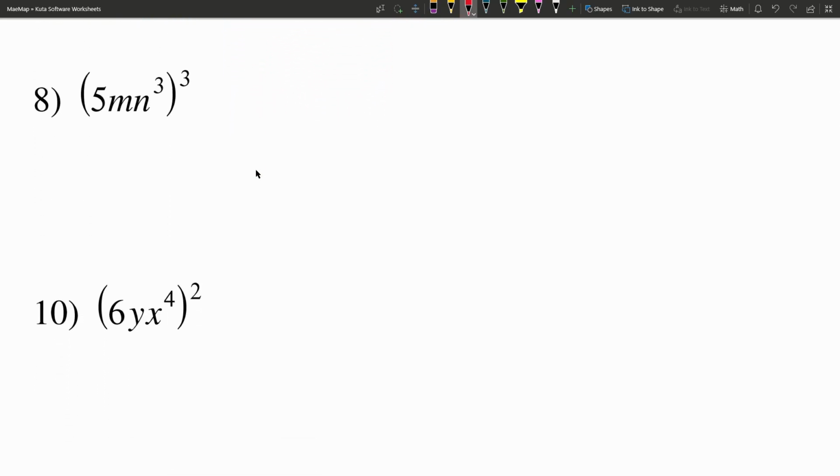Moving on to number 8. Again, we have 2 different variables and a coefficient out in front, so we're going to need to distribute this exponent of 3 to the 5, to the m, and to the n. But notice that n is already raised to a power, so we're going to be multiplying that exponent when we get to that term. So writing this out, we're going to have 5 cubed times m cubed times n cubed, all raised to that power of 3.